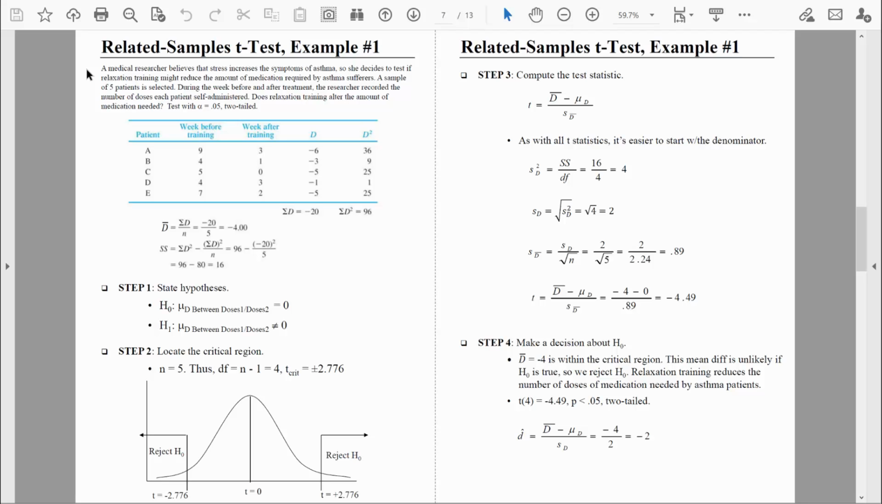During the week before and after treatment, the researcher recorded the number of doses each patient self-administered. Does relaxation training alter the amount of medication needed? Test with an alpha of 0.05 two-tailed. As you can see in this summary paragraph, I don't provide you with any statistics, like the sample mean difference score or the standard deviation of the difference scores or anything else like that. We're going to have to compute that stuff ourselves by hand. So let's change views and get started.